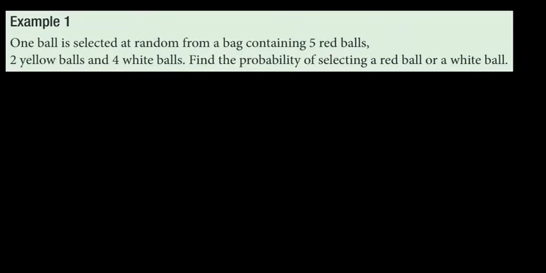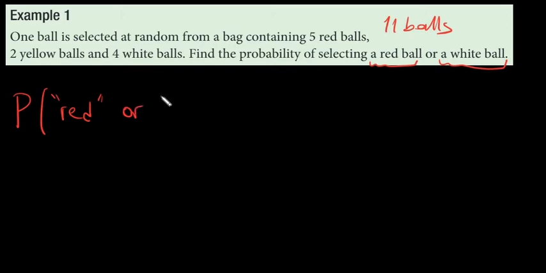Let's see an example. One ball is selected at random from a bag containing 5 red balls, 2 yellow balls, and 4 white balls. So how many balls do we have? Totally we have 5 plus 2 is 7 plus 4 is 11 balls, right? Find the probability of selecting a red ball or a white ball.